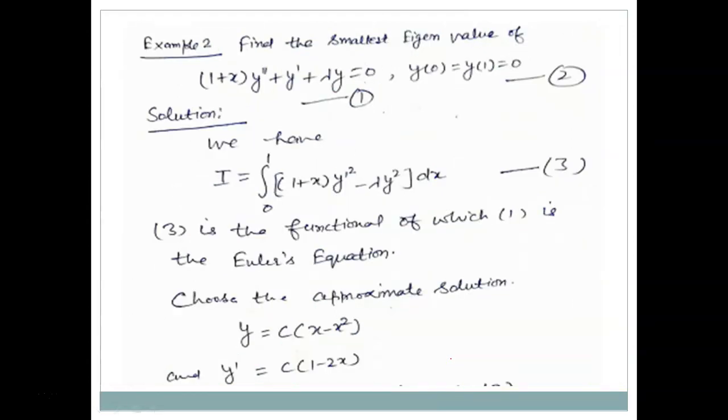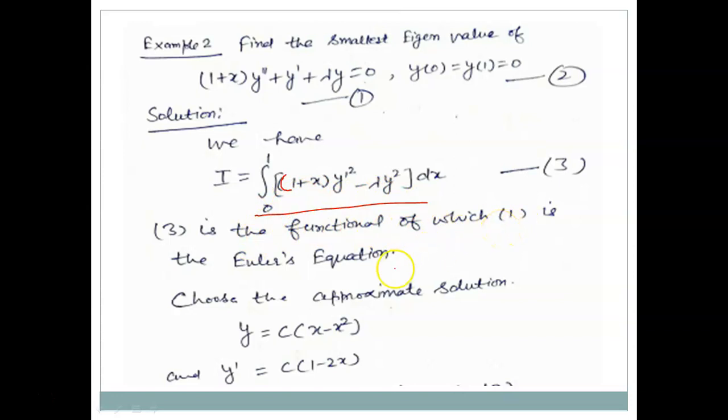Now the second example. In this example, I'm not going to discuss the calculation details; you can do it like the first example. So the main points I'm going to write here. This is the boundary value problem, and these are the boundary conditions. The first step is to construct a functional of which this equation is the Euler equation, and the functional will be this. Equation 3 is the functional of which equation 1 is the Euler equation.